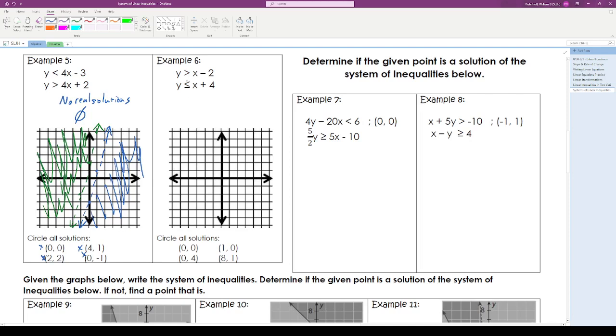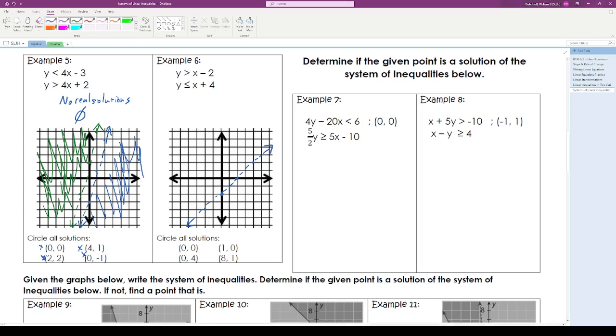On example 6, we have y is greater than x minus 2. So we'll put our y-intercept. We will go ahead and do that. So y is greater than that. So we don't have an equal to sign. We're going to do a dashed line. And then we're going to graph our second line.